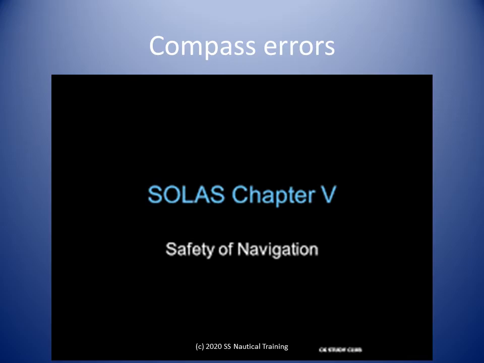SOLAS Chapter 5, Safety of Navigation, states that compass errors should be determined after every large alteration of course, and at least once every watch when there have been no major course alterations. On coastal passages there are usually sufficient position lines available from coastal features and aids to navigation to make sights unnecessary. Navigation guidelines recommend checking the compass at least once per navigation watch and after every major alteration of course.